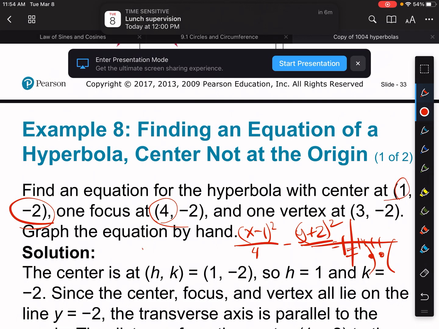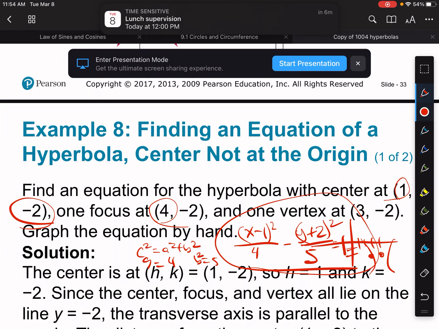So I can say, okay, c squared equals a squared plus b squared, right? So I know 3 squared is going to be 9. And my a value is 2, sorry, so 2 squared is 4, so that means b squared must equal 5. So this is going to be 5, and that's my equation. And all they want is the equation, I think, for this, and then they want you to graph it. So you can graph it then.